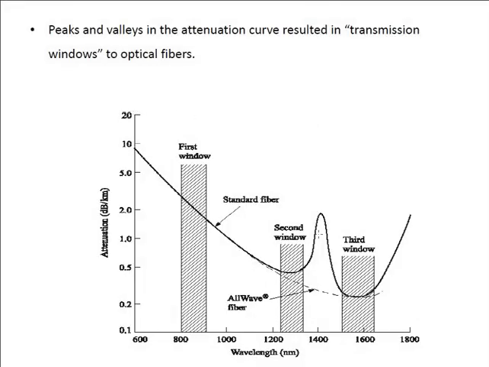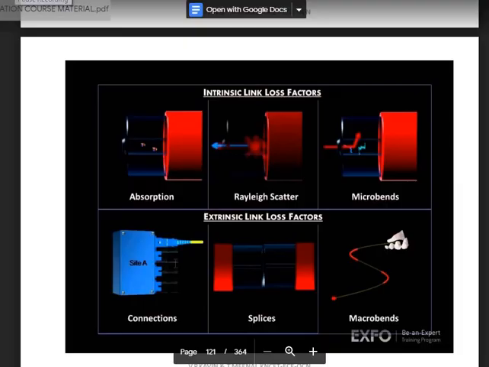So in the evolution of optical fiber there are 3 windows: 800 nanometer, then 1300 nanometer, then 1500 nanometer. Okay, so in each window see the attenuation level. In the first window it is low, in the second window it is somewhat higher, and again it is increasing. Okay, so you see this diagram. So these are the attenuation mechanisms.